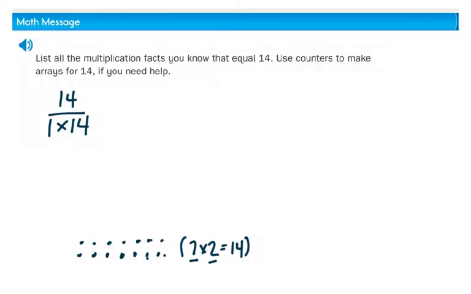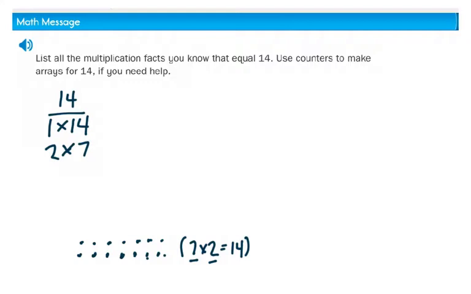So take your multiplication chart, take your finger across the 2's, so go to the left-hand side, go to 2, go all the way across till you get to 14. And there is something times 2 that gives us 14. When you get to 14, go straight up, and that tells you the other factor. 7 times 2 is 14.